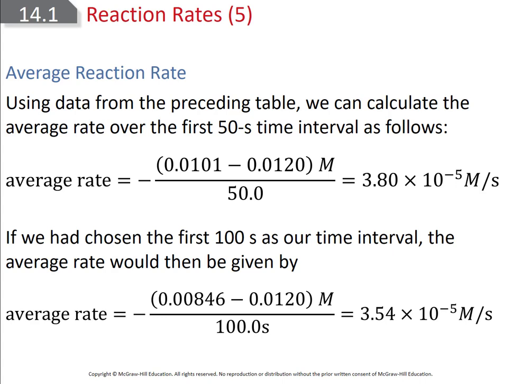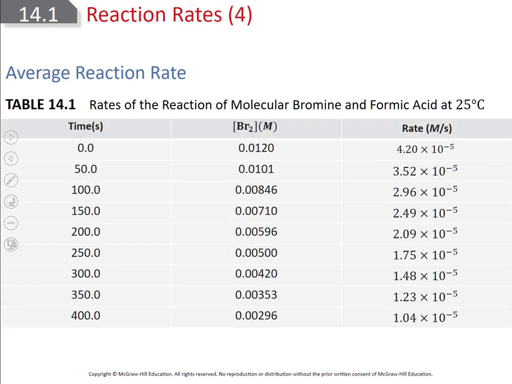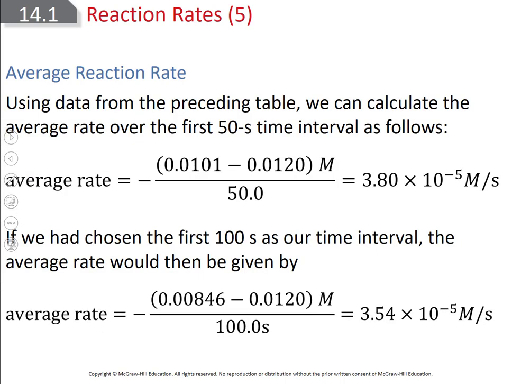So when we talk about the average rate, it's usually over a specific time period. For example, in the last data we were looking at here, we looked at the first 50 seconds to find our average. We would look at how much our concentration changed over that first 50 seconds. Or we could look at the first 100 seconds by looking at how the concentration changes over 100 seconds, and we would end up getting two different rates in this case, 3.80 versus 3.54. So it's slowing down a little bit.